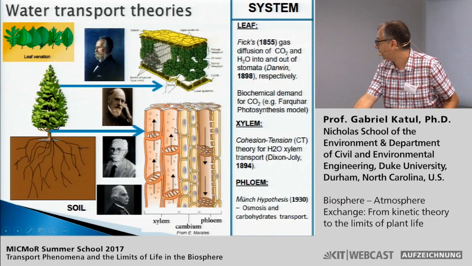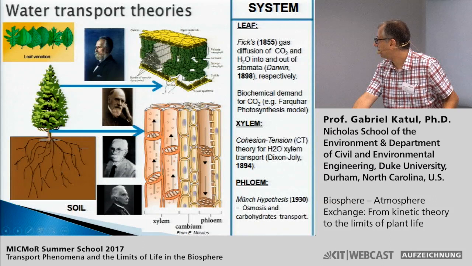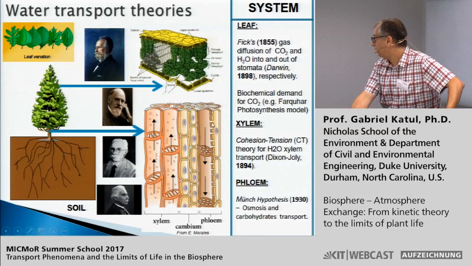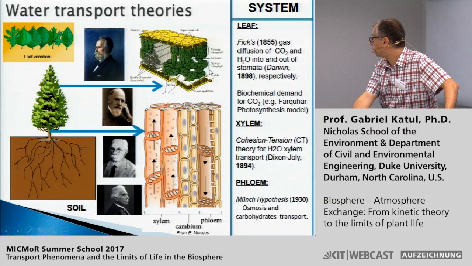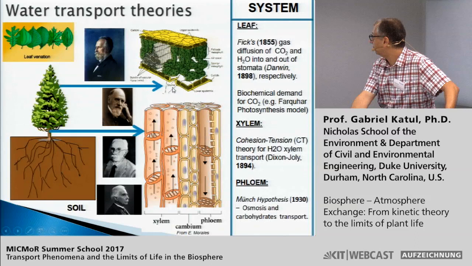But ultimately, the products of photosynthesis, primarily carbohydrates and sugars, are then pushed back down to where they are needed, basically to cover the sinks, to grow biomass, etc. And in each one of those compartments, the leaf, the xylem, and the phloem, we have a set of governing equations that describe water movement or sugar movement or the coupling between water vapor and CO2. And these ideas are by no means new.